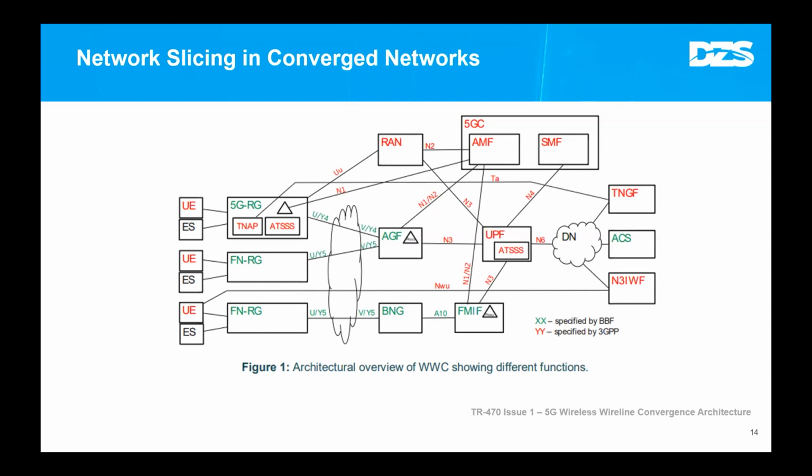But as you can see, there is in this converged network a coexistence of the green elements. Those are the ones that would be specified by Broadband Forum, coexisting with the red elements that are defined by 3GPP.